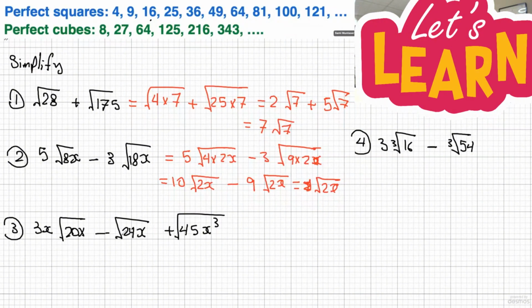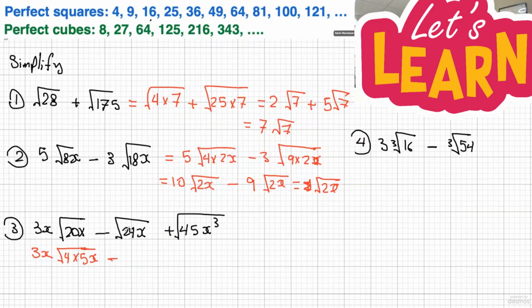Now here, again, we don't have like terms, so we cannot add them. I'm going to simplify inside first and see if we're going to get like terms. So to do that, I'm just going to write that as 3x. And the 20, I'm going to change that into, the perfect square that goes into 20 is 4. So 4 times 5. And I still have the x lingering along.